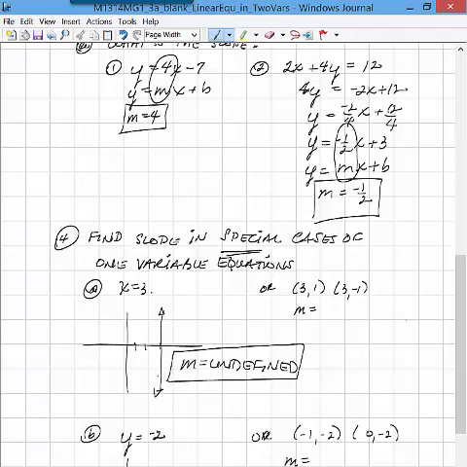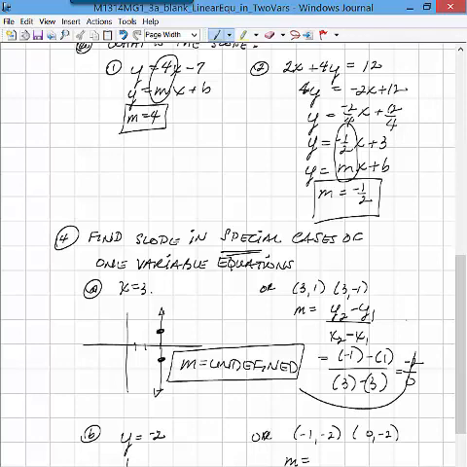The reason for this is if I pick 2 points off of this line, like the point 3, 1 and the point 3, negative 1, and use the formula for the slope, y2 minus y1 over x2 minus x1, we will see algebraically why the slope is undefined. So the slope would be y2 minus y1 over x2 minus x1, which would be a negative 1 minus 1 over a 3 minus 3, which equals negative 2 over 0, and a 0 in the bottom of the fraction is undefined.